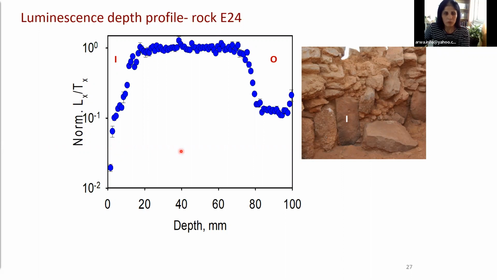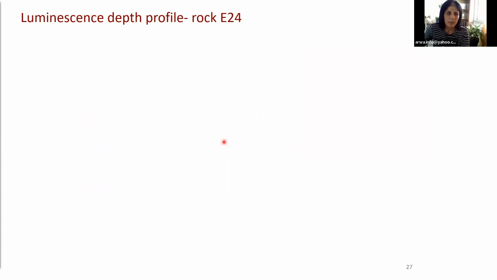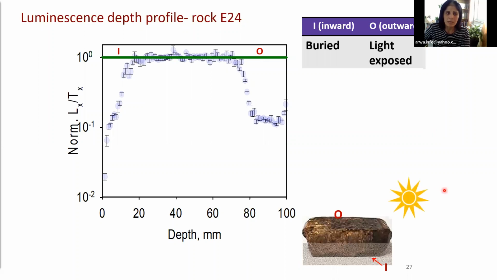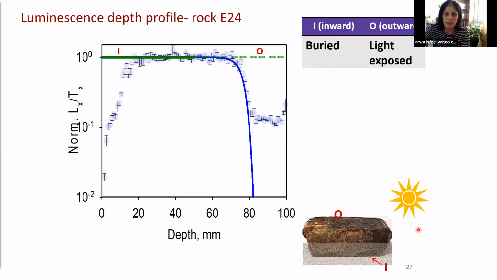To show the history of this rock in more detail and make it easier to understand, this is the typical or original situation of the rock. Both surfaces, the I surface and the O surface, were covered, and the luminescence signal in it was completely in saturation. At some point in the past, the O surface was exposed to light, it seems by natural events, but for long enough to completely bleach the signal up to 20 millimeters deep into the surface.